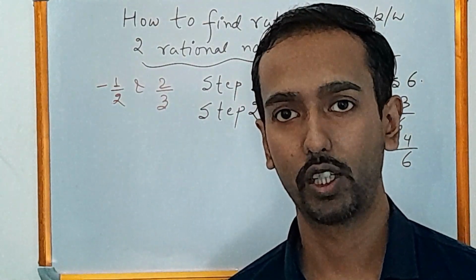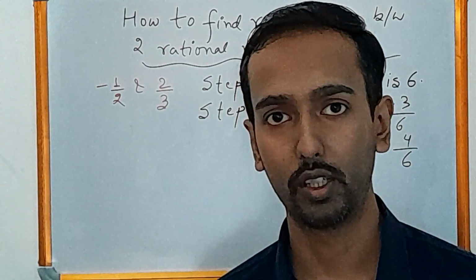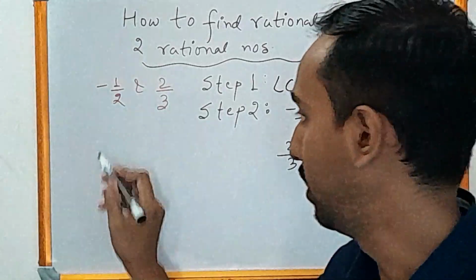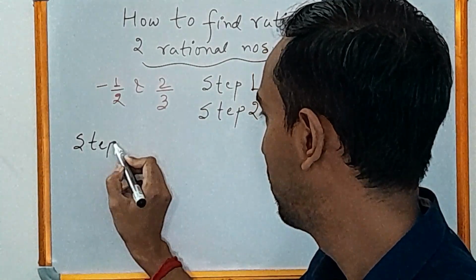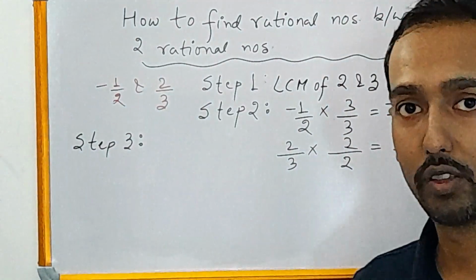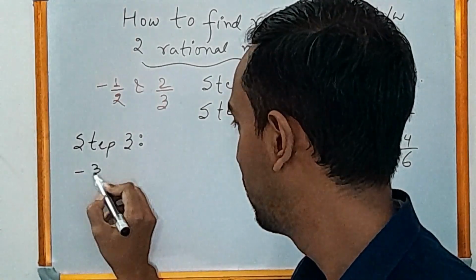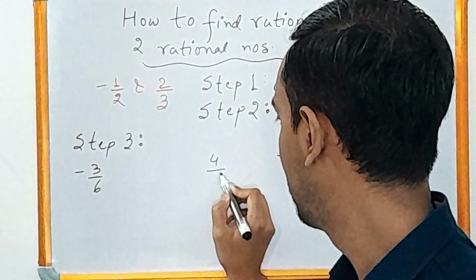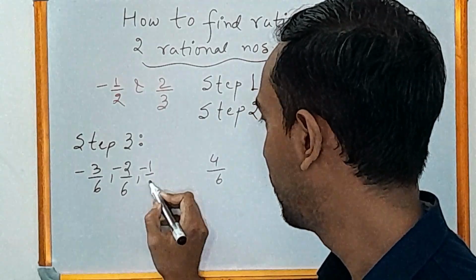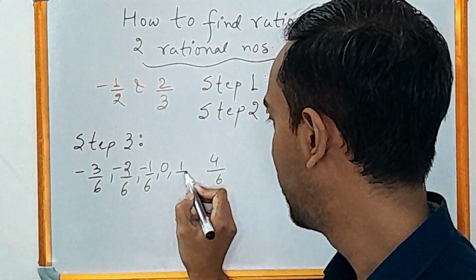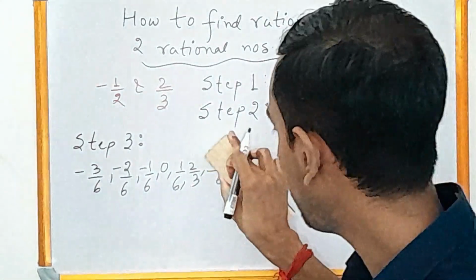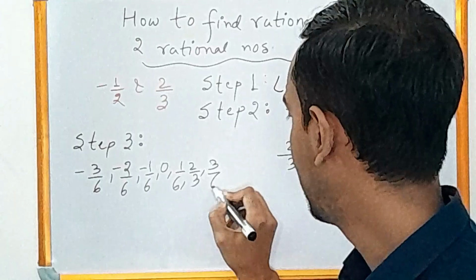So we are now in a state to perform the operation of finding rational numbers between two rational numbers. Okay. So let's move to our step 3. So to find the rational numbers between -3 by 6 and 4 by 6, we can write -2 by 6, -1 by 6, 0, 1 by 6, 2 by 6, 3 by 6, 4 by 6.